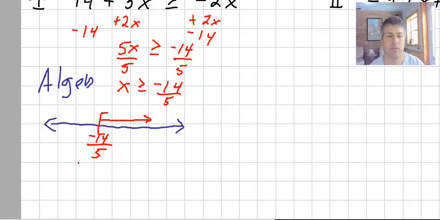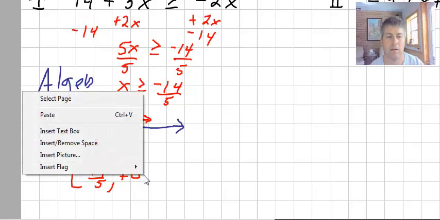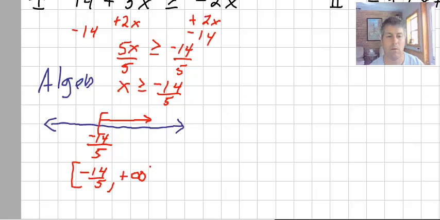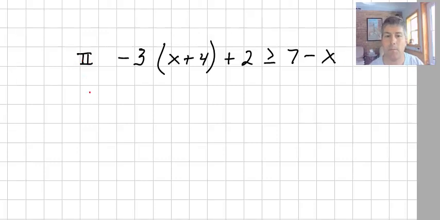And then using interval notation, we're going to go everywhere from negative 14 fifths. We're including it, so again, a bracket. And all the way up to positive infinity, and parentheses. So our three different solutions: algebraic solution, graphing solution, and our interval notation. Okay. Sample problem number 2.